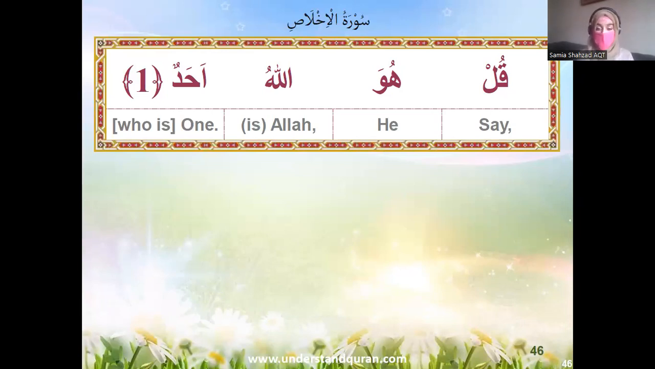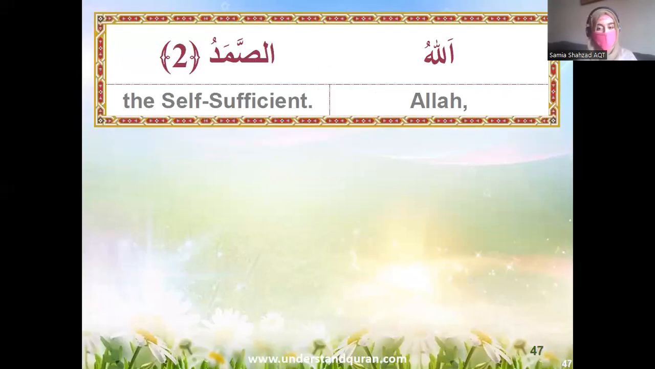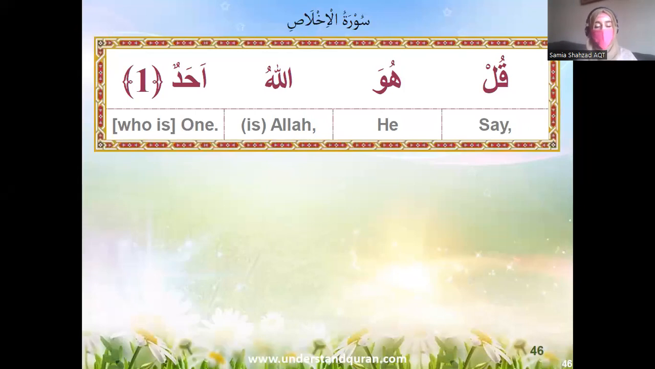yes, the translation is definitely the same. So we talk again about the grammatical position of these words. You will tell me in the chat box whether these words are noun, ism, or particle. First, tell me about qul. Qul is what? You can even turn on your mics and tell. Okay, qul means verb. Huwa? Noun. Huwa, yes, it's a noun. Allah? Noun. Ahad? Ahad is also a noun.